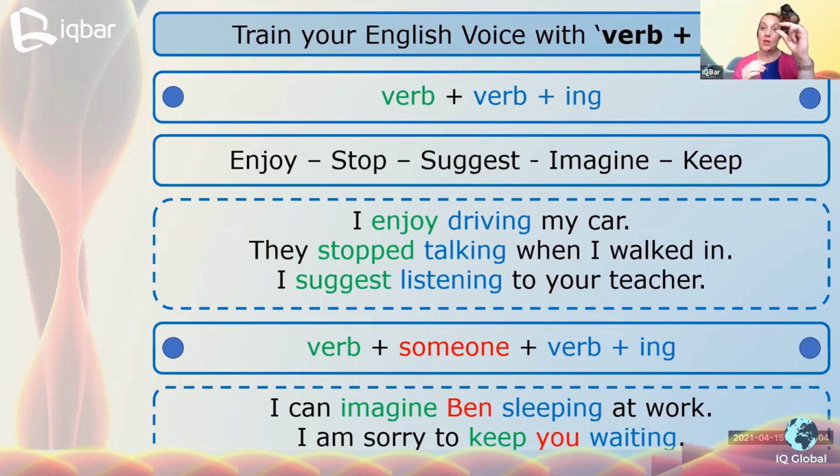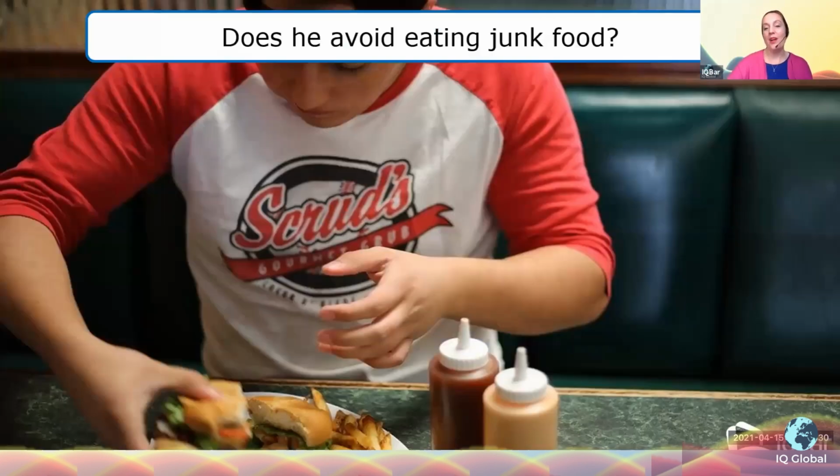But when we use someone, it doesn't have to be a name. We can say you, I, we, he, she, and so on. Let's look at an example where we do that. I am sorry to keep you waiting. The first verb is keep, you, for someone, and then the action word, waiting. So let's look at some more examples.